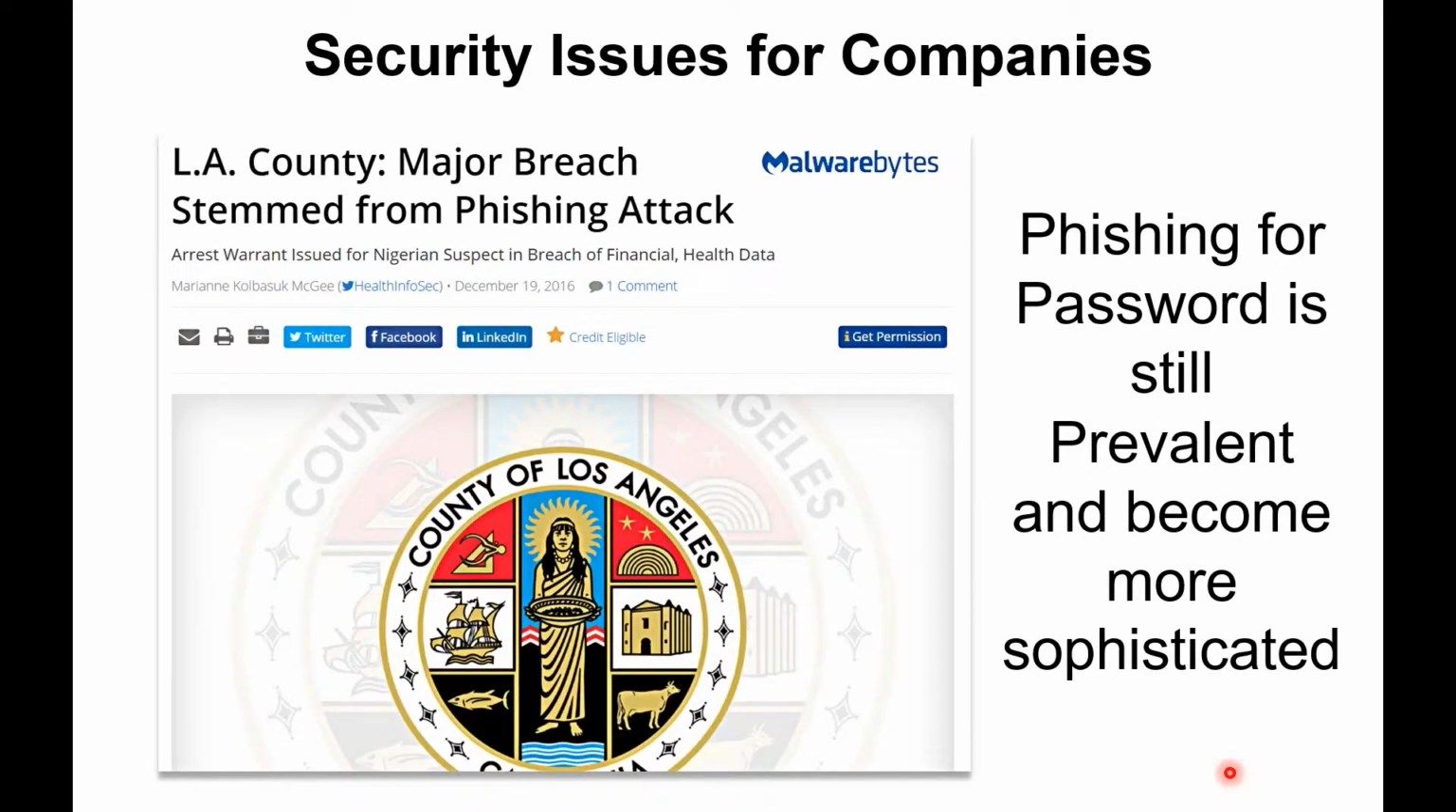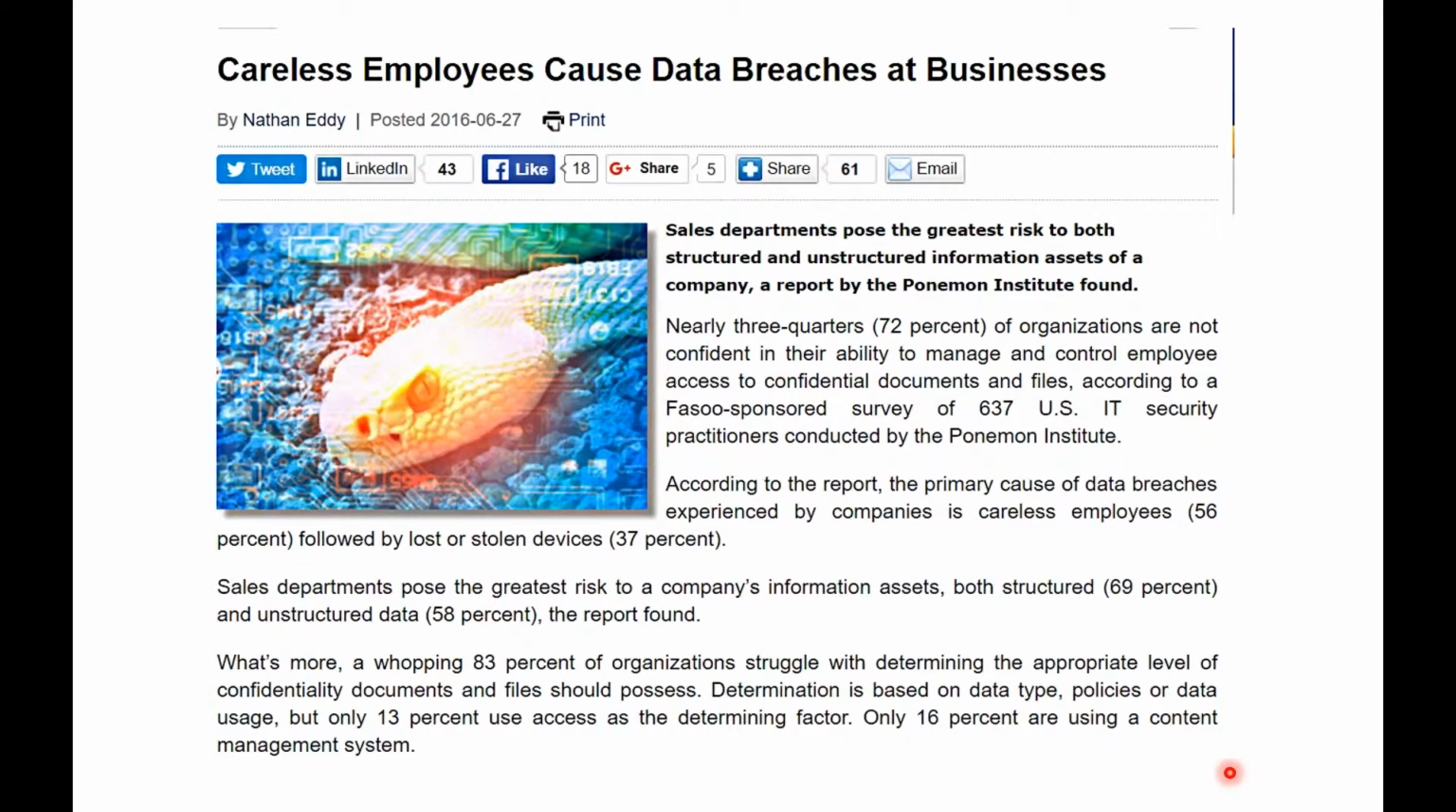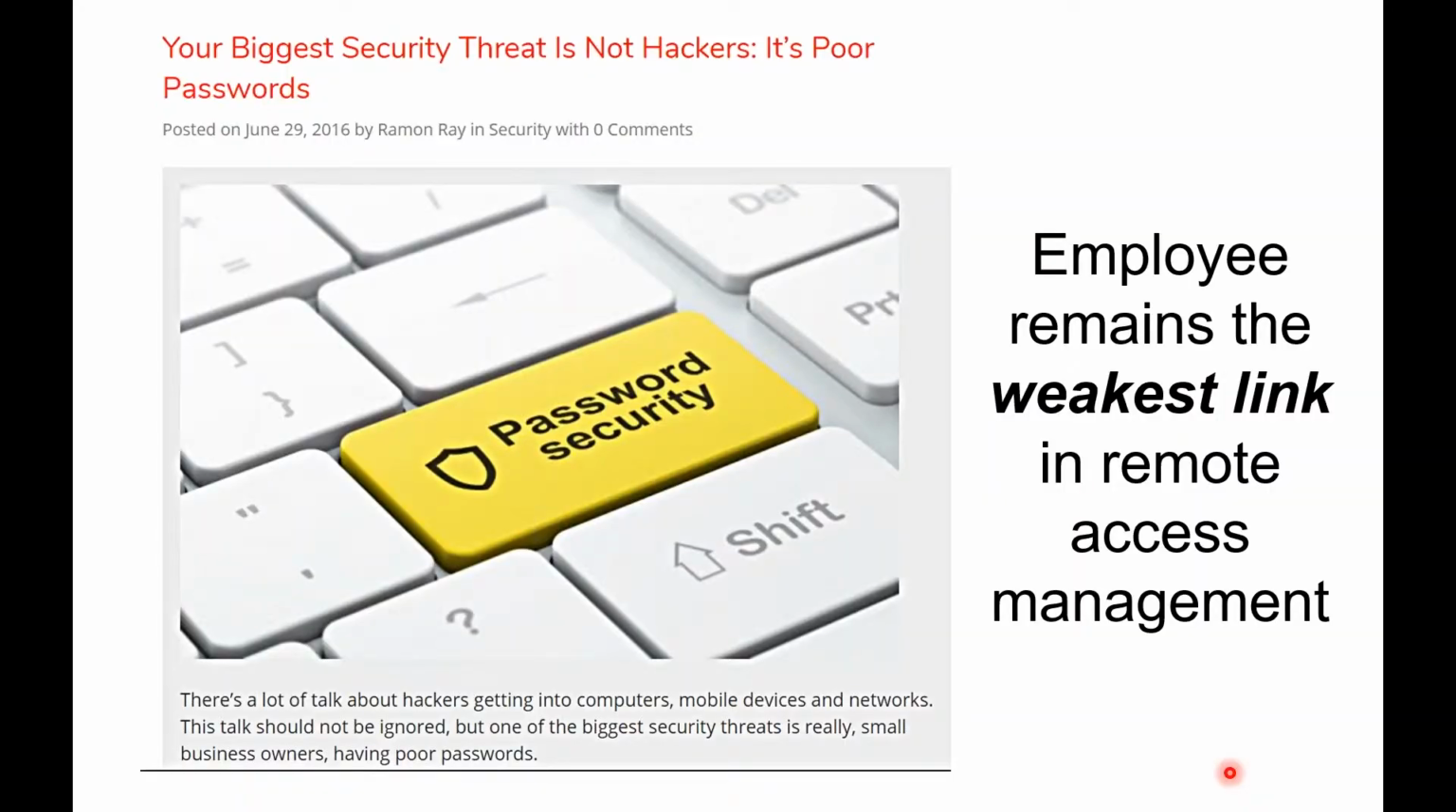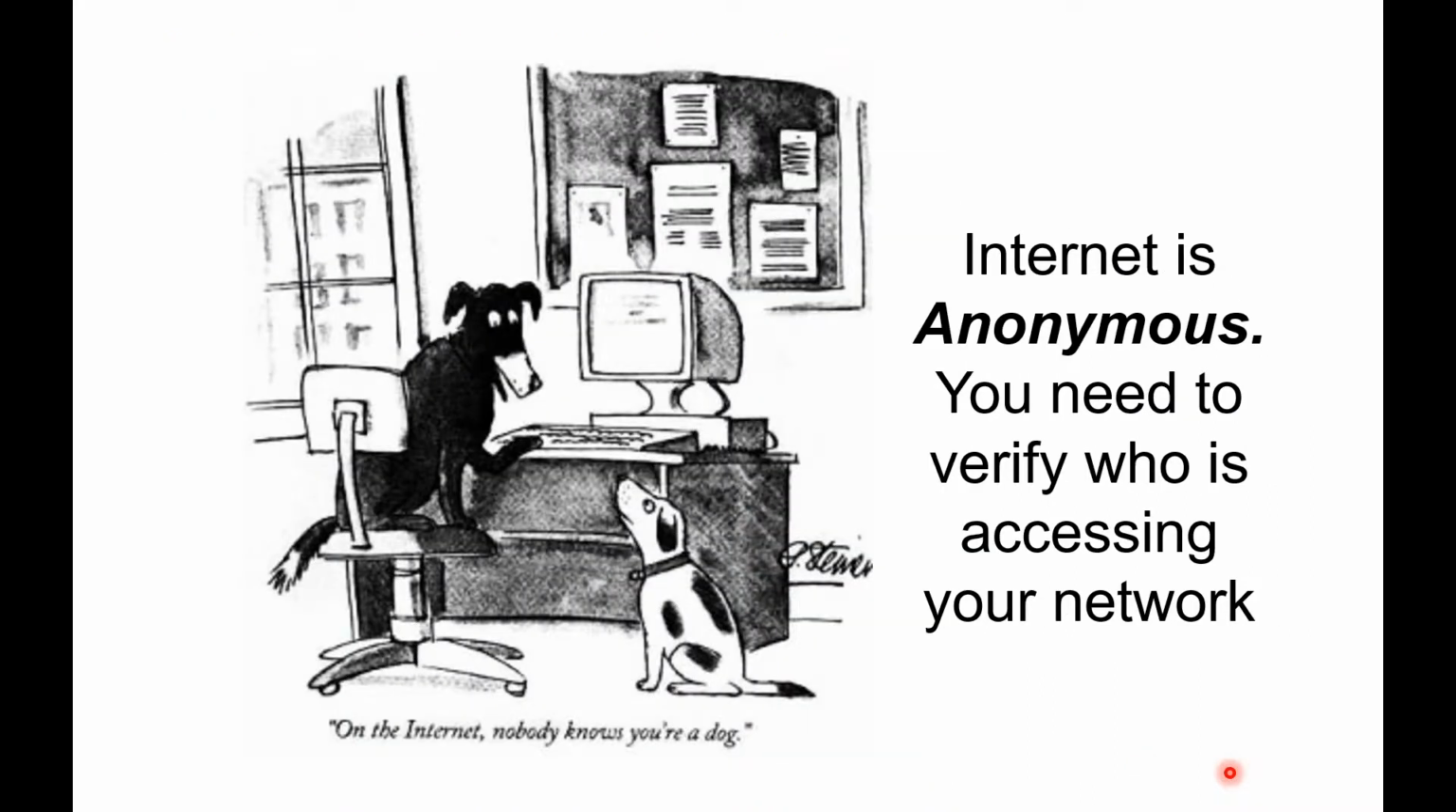Phishing for passwords is getting more prevalent, and phishing will become more sophisticated, as we are seeing all over the country and all over the world. One of the key areas of security weakness is the employee's ability to manage security information, especially their passwords. Employees remain the weakest link in remote access management, and this is something that companies, especially security managers, need to pay attention to.